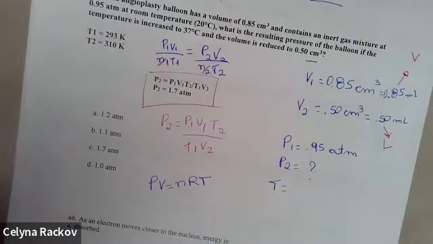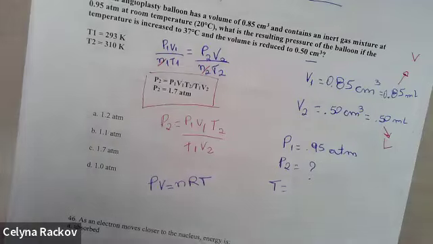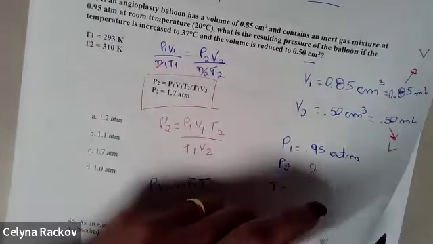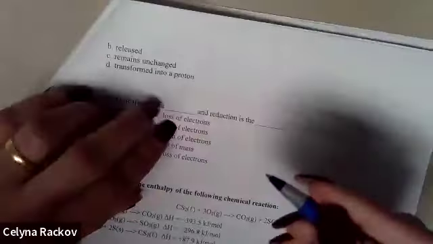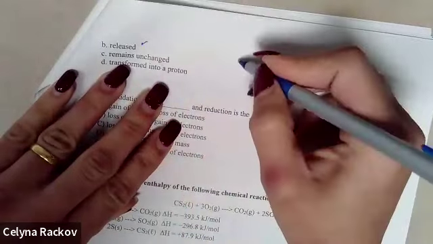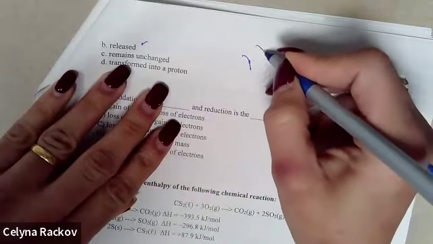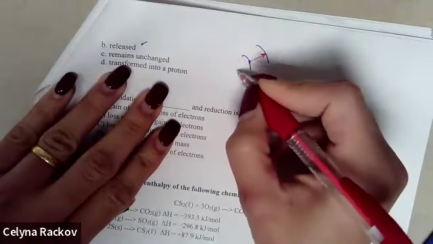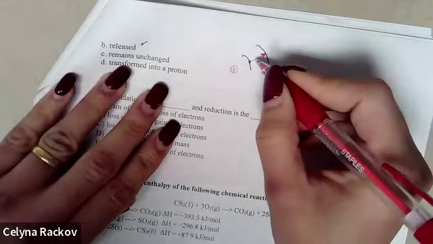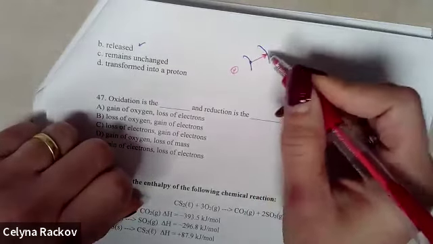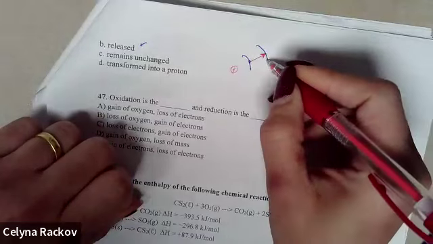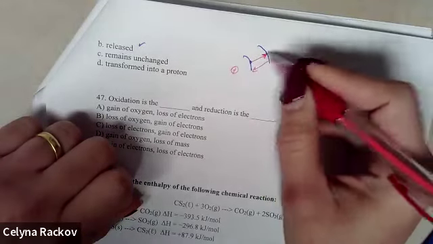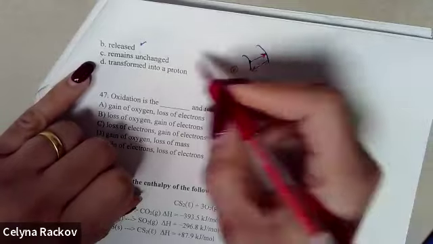Question 46: as an electron moves closer to a nucleus, energy will be released. So let's say we have the electron here, and if the electron jumps higher, further from the nucleus, energy will be absorbed. But when the electron is returning, that means moving closer to the nucleus, energy is released.